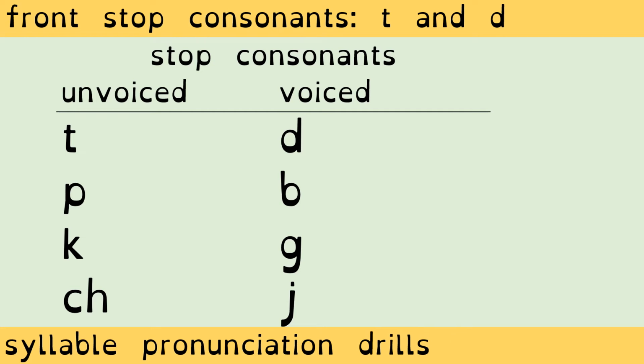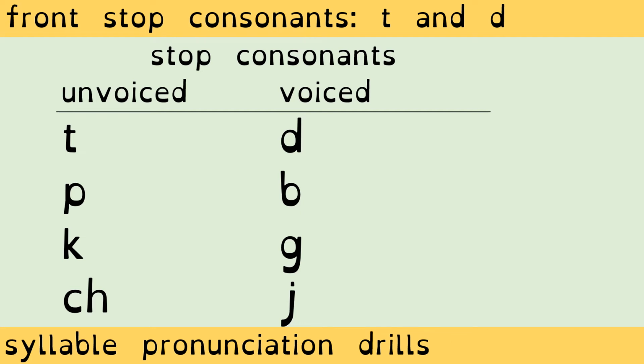These eight letters, let's pretend CH is a letter, are the stop consonants. The four on the left are unvoiced, and the four on the right are their voiced counterparts. T and D are a pair. P and B are a pair. K and G are a pair. And CH and J are a pair.